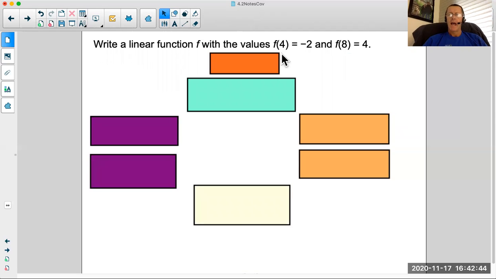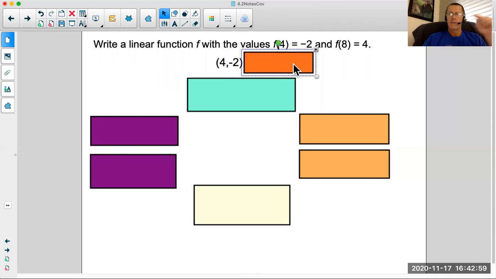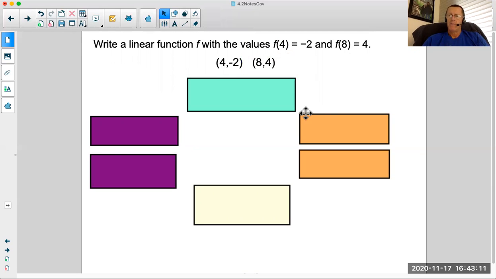Oh yeah, f of 4 equals -2 means that the output of that function is -2 when the input is 4. And the input is the x coordinate. So I have (4, -2) as a point. Now think about what the next point would be. If the input is 8, the output of the function is 4. Yeah, (8, 4). Hey, I have 2 points. In fact, I got 2 of them.